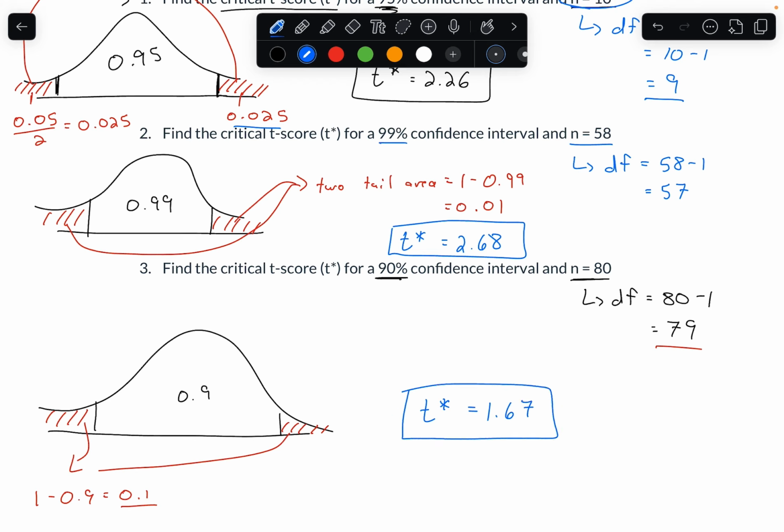So this is going to be a really important skill for us moving forward because it's a step that we have to use when we're building our confidence intervals for means, and then later on when we talk about hypothesis testing for means, we're also going to be using this T-table.